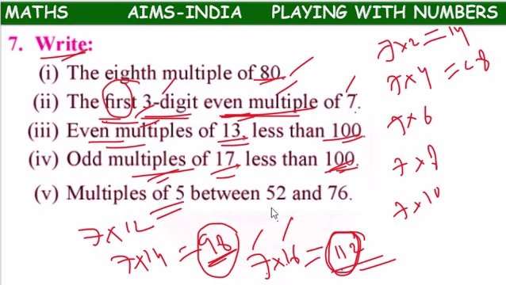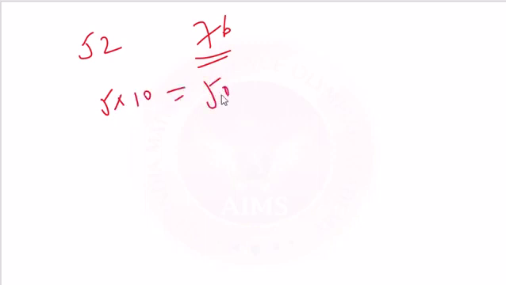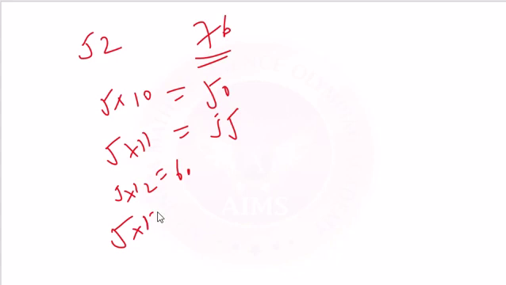Multiples of 5 between 52 and 76. So they are asking for multiples of 5 between 52 and 76. We know that 5 10 times is 50. 5 11 times is 55. 5 12 times we can have 60. 5 13 times is 65.